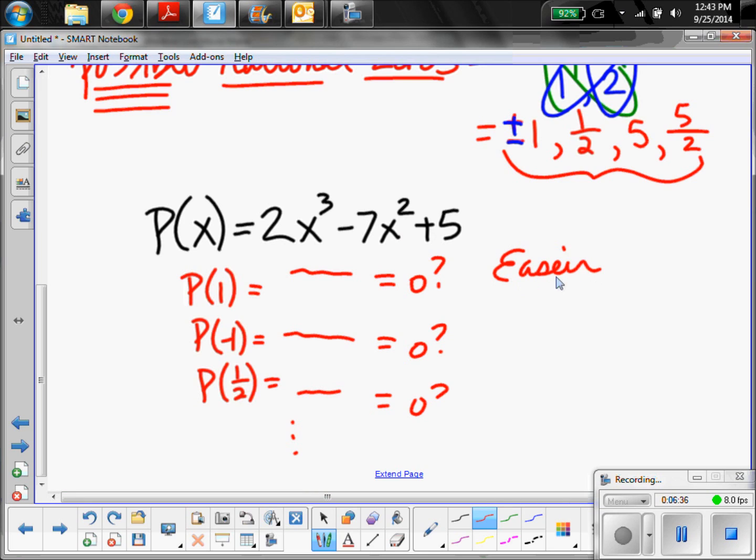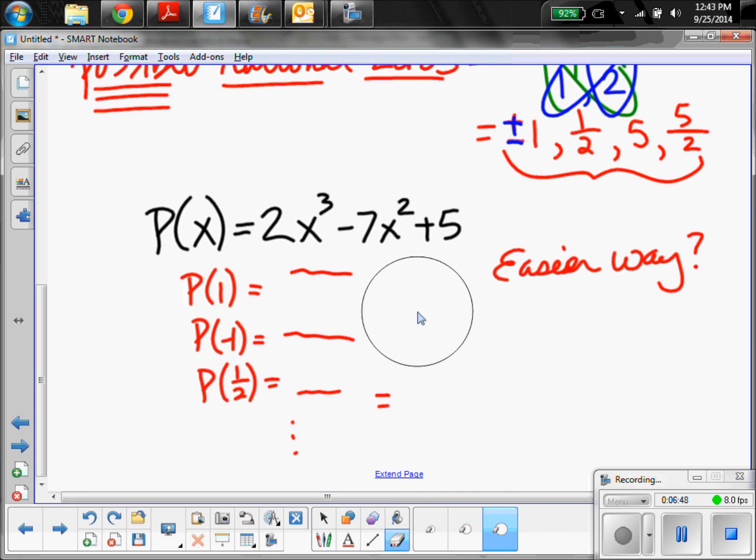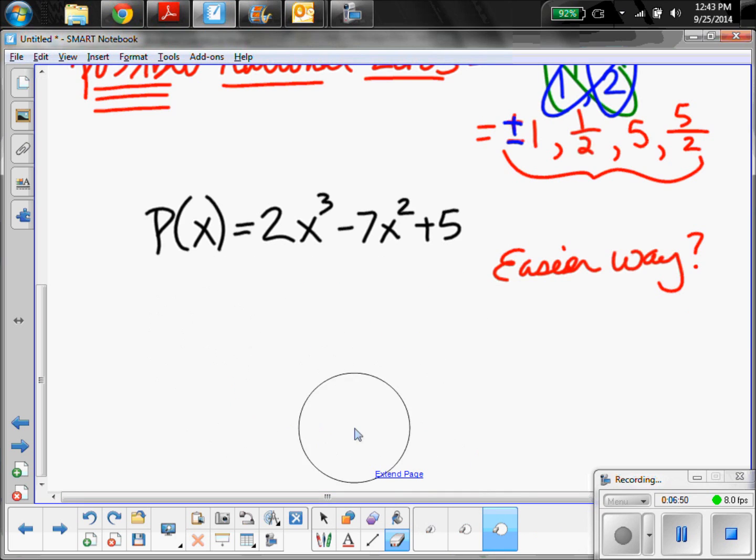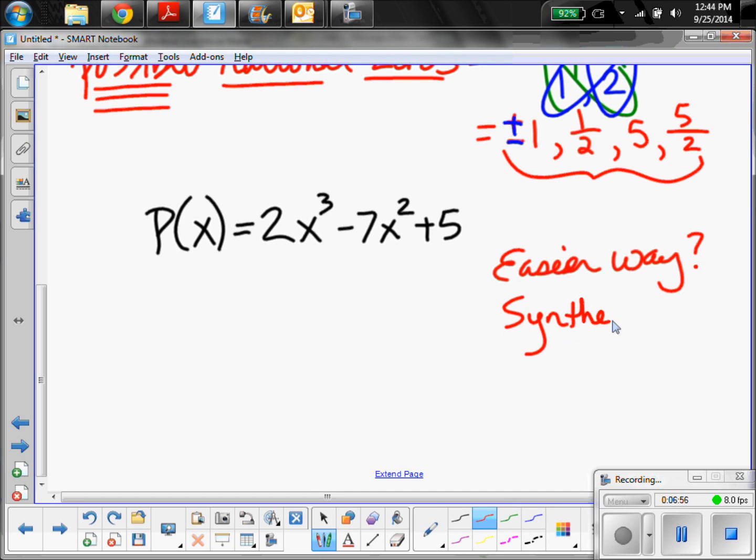There's got to be an easier way than plugging all of these 8 numbers in for x to see which one gives me p of x equals 0. So that's what I'm here to tell you, there is an easier way, and that easier way is what we're going to call synthetic division. Synthetic just means fake, so we're doing fake division.